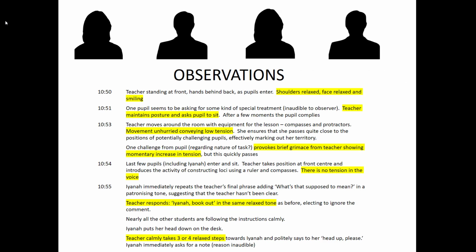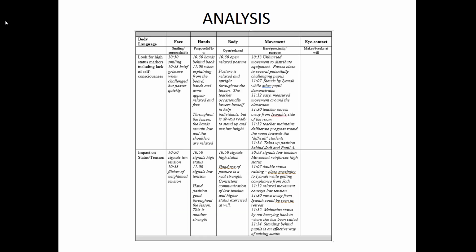I then carried out some observations. I found the rubric I showed you earlier to be rather cumbersome in practice, so I just did a straightforward timeline, but focused on those behaviours that I was investigating, the markers of status and tension. I did find the observation rubric extremely useful as a kind of analytical tool for working through my basic notes. It really helped to clarify particular strengths and weaknesses of individual teachers working with particular groups of people.